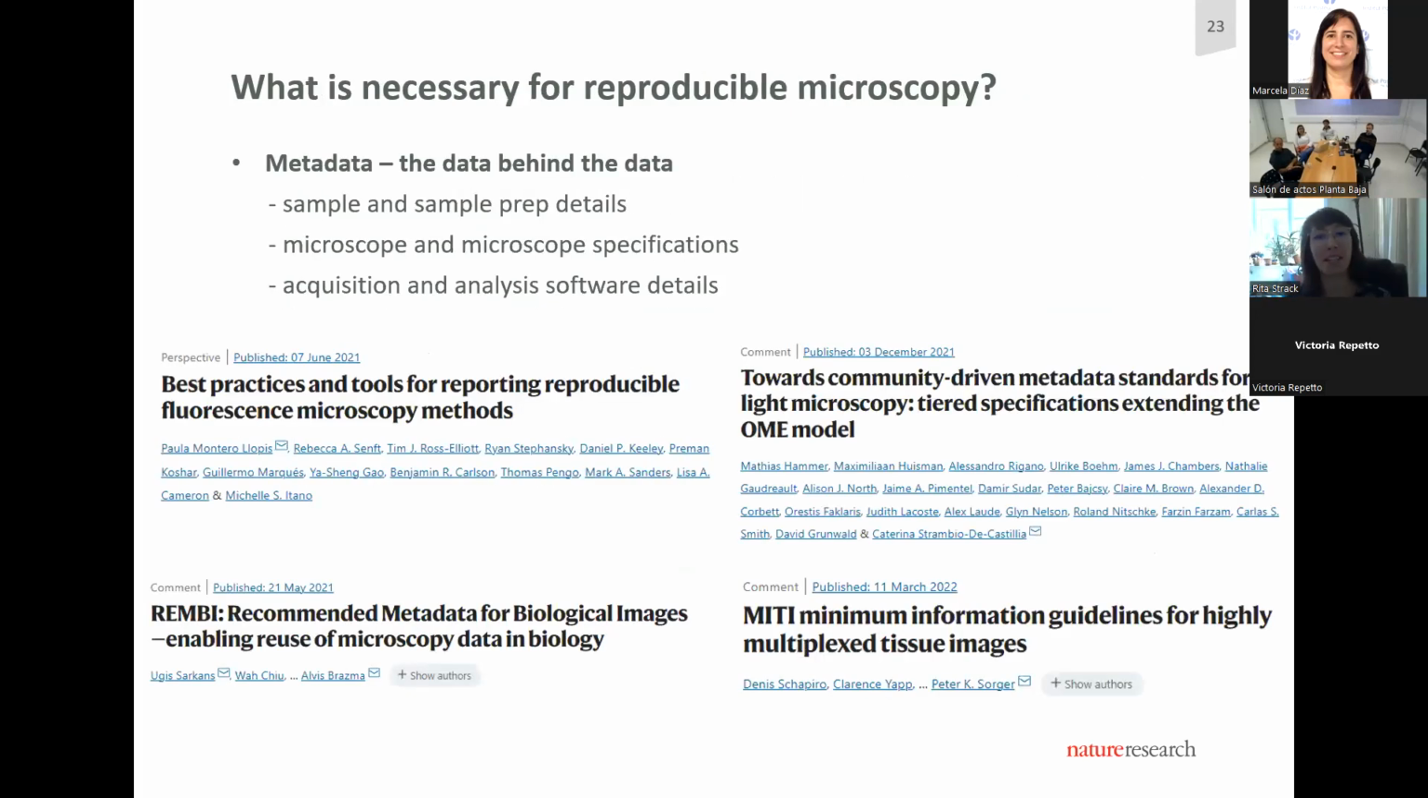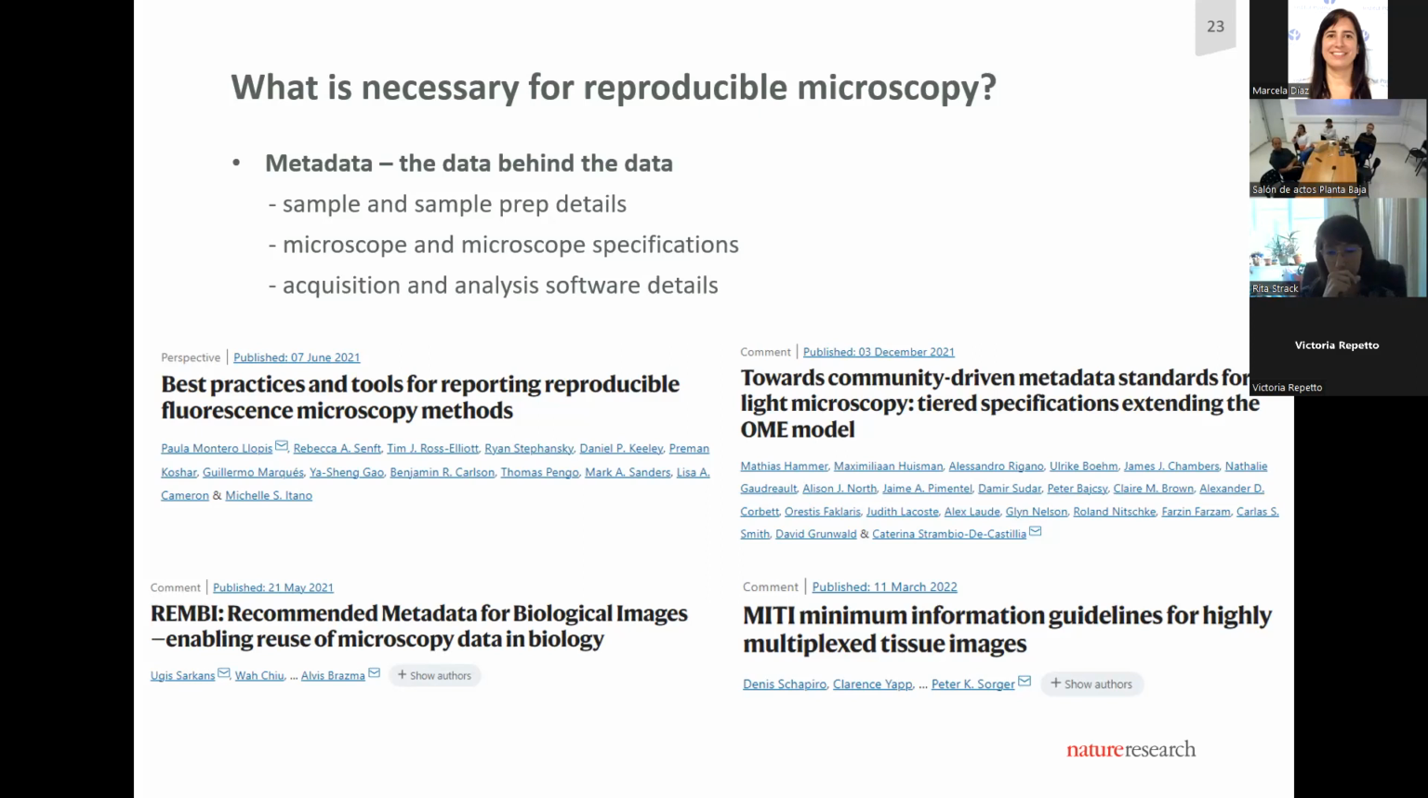So I hope I've convinced you that it's important. So then the question is, what is necessary? We need better metadata tracking and reporting. Metadata is the data behind the data. So if you see a beautiful image in a paper, what did it take to get there? Sample and sample prep details. What microscope? What were those microscope specifications? What were the acquisition parameters? Did you use any image augmentation software? Did you use any analysis software? All of these details are really crucial for reporting.